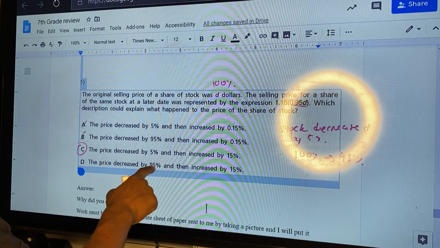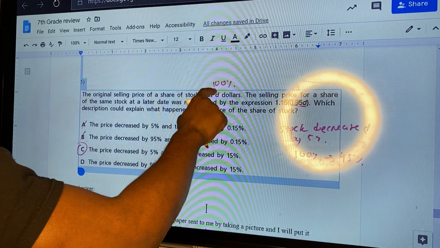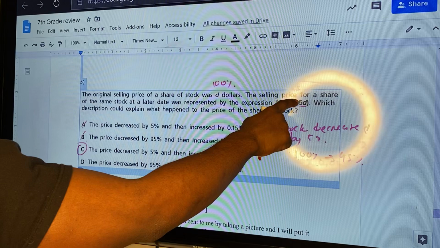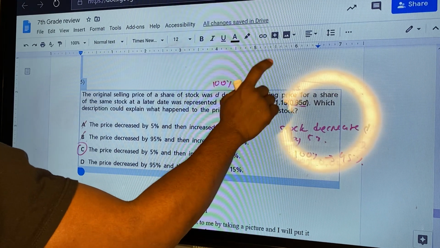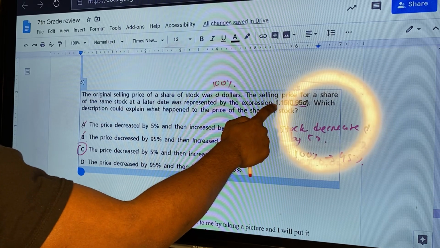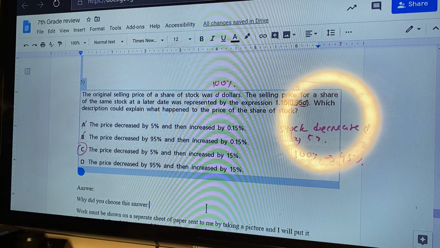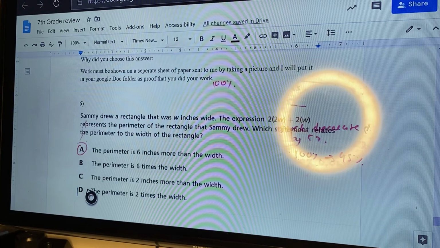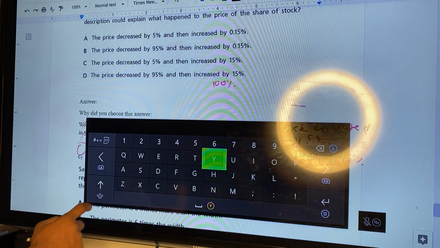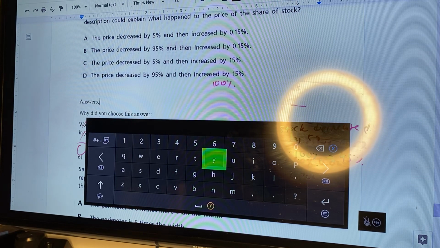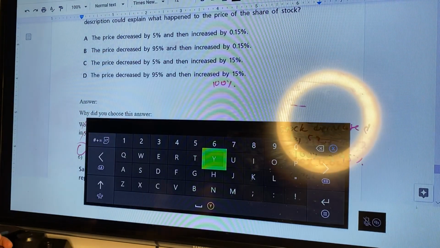And if it decreased by 95%, again, this would be 0.05 because it started at 100. So 100 minus 5% is 0.95. That increased by 15%. That 1.15 shows me that the original price plus a 15% increase. Again, so here, how'd you get your answer? Click C, and then boom. If you don't want to show your work, you can always explain your answer here by looking back at the video.